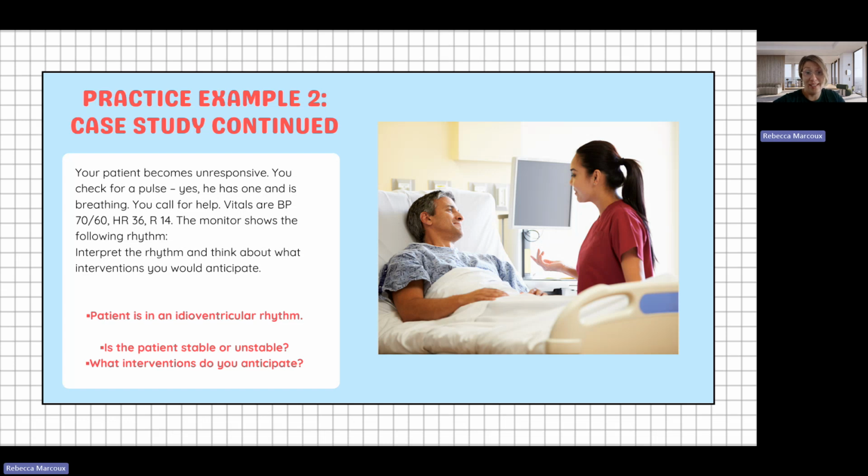So this patient is unstable. We have an unstable blood pressure, an extremely low heart rate. We cannot assess for chest pain or shortness of breath because the patient is unconscious. So we know this patient is unstable.